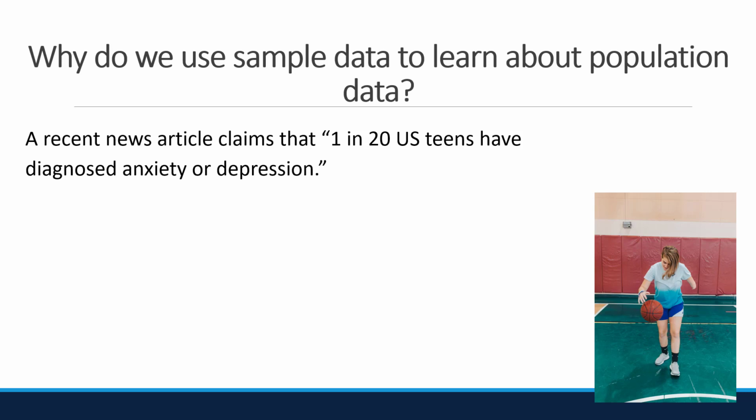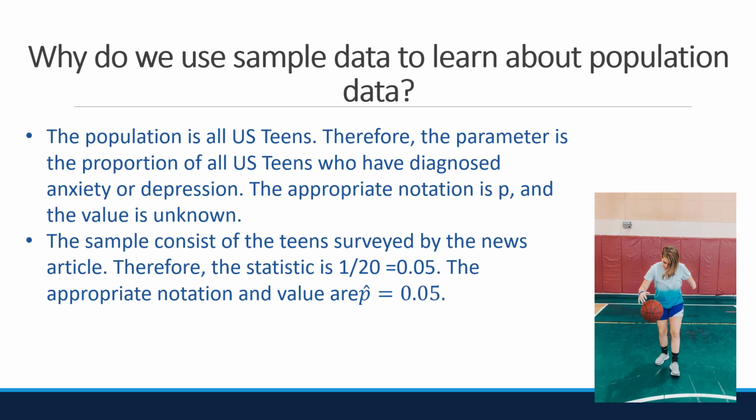Try the next two on your own, and then come back to the video for the solutions. A recent news article claims that 1 in 20 teens have diagnosed anxiety or depression. The population is all U.S. teens, therefore the parameter is the proportion of all U.S. teens who have diagnosed anxiety or depression. The appropriate notation is p, and the value is unknown.